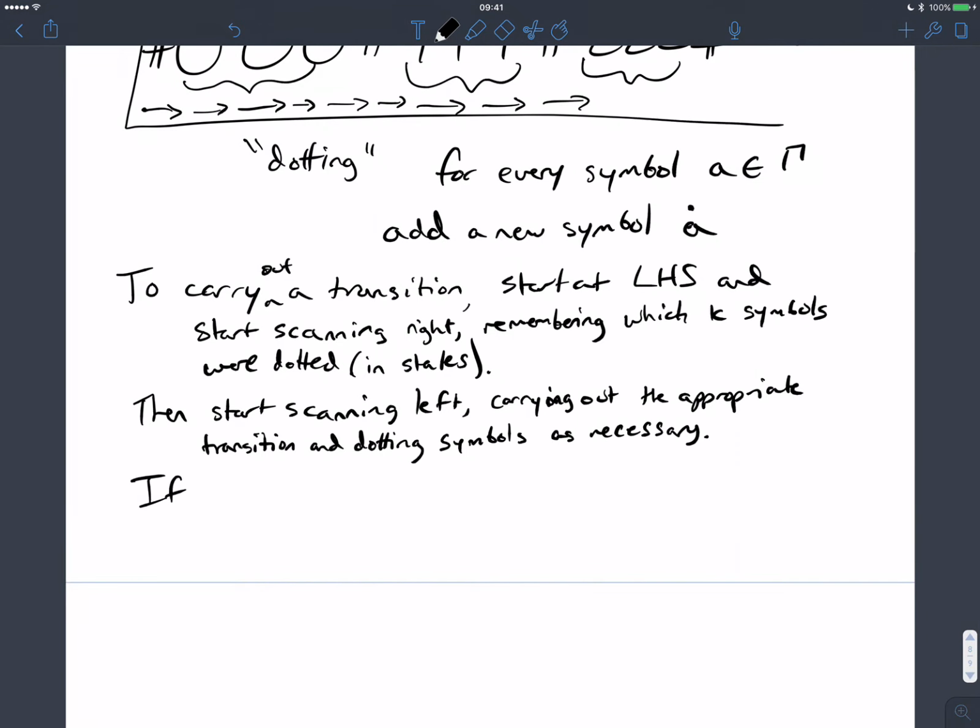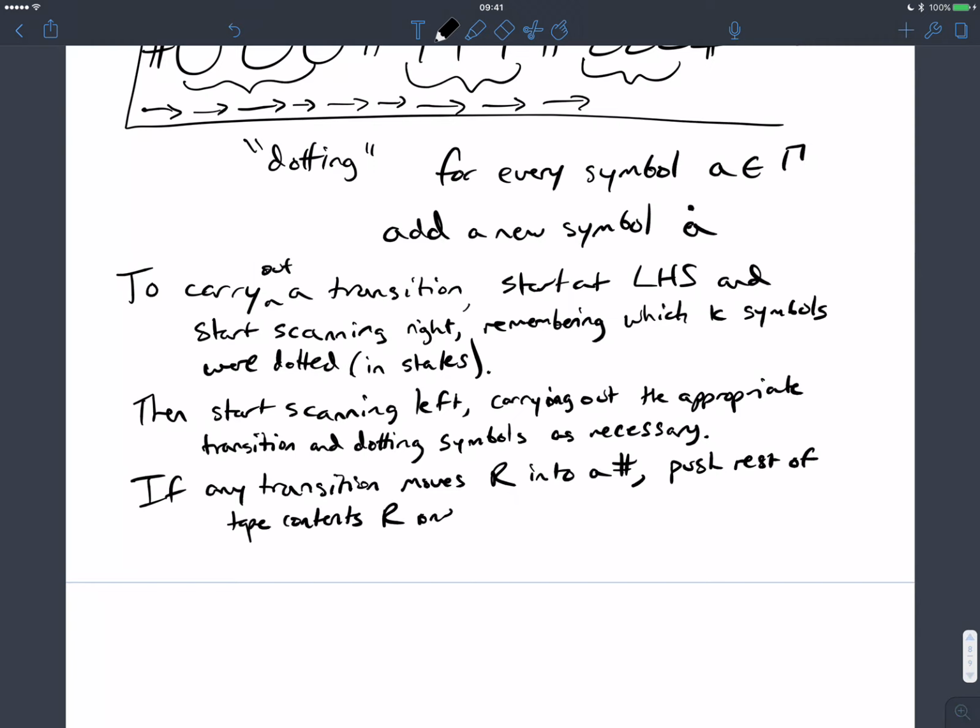So if any transition moves right into a pound symbol, push the rest of the tape contents right one position, and then mark the original cell as blank, because that's what the original machine would have done. Okay.